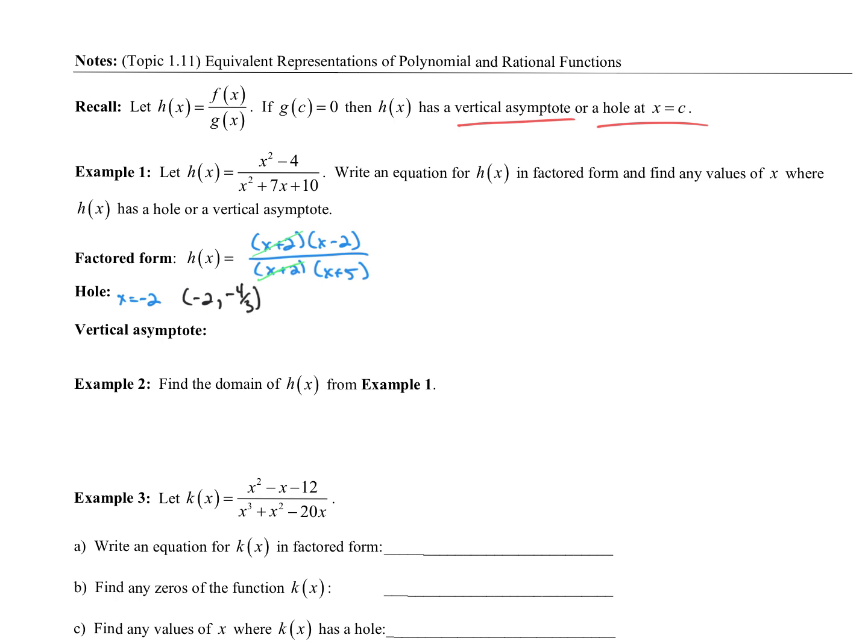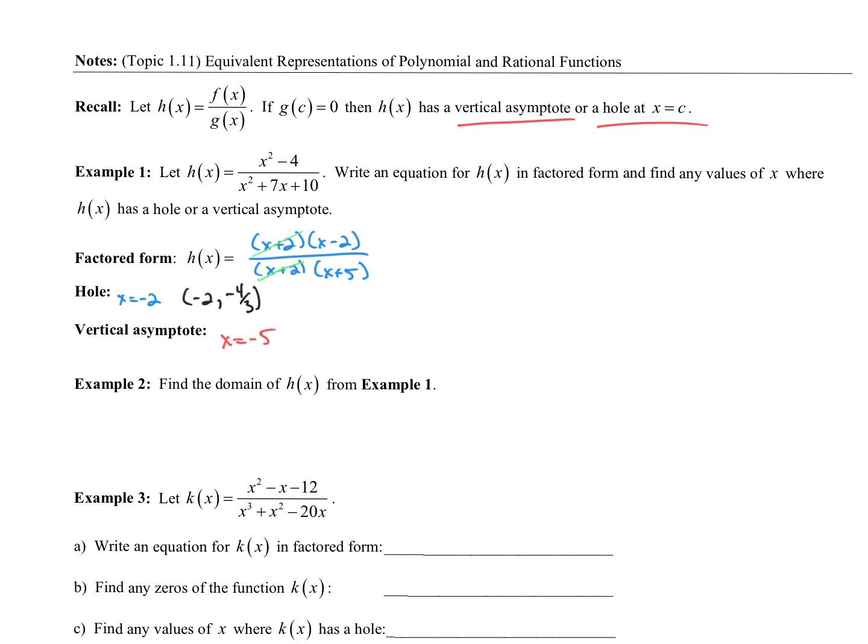And do I have any vertical asymptotes? Yes. What x value gives me a number over 0? x equals negative 5. Thank you for saying x equals, because it is a line. Negative 5 is a number. All right, let's go to example 2 now.